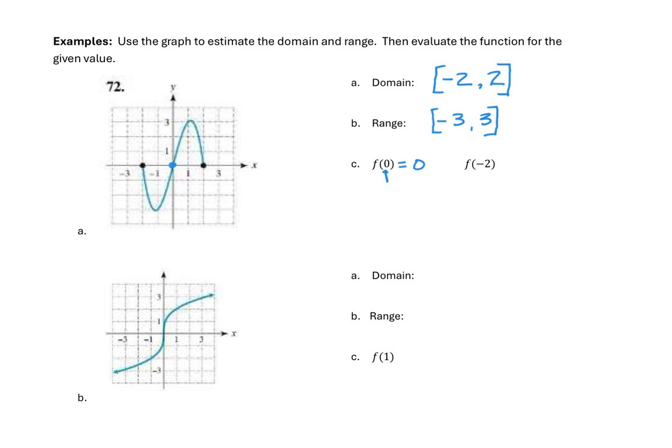For f of negative 2, again, our negative 2 is an x coordinate. And so I want to find the point that has an x coordinate of negative 2. X is negative 2 is going to be right here. And the y coordinate of that point is 0.